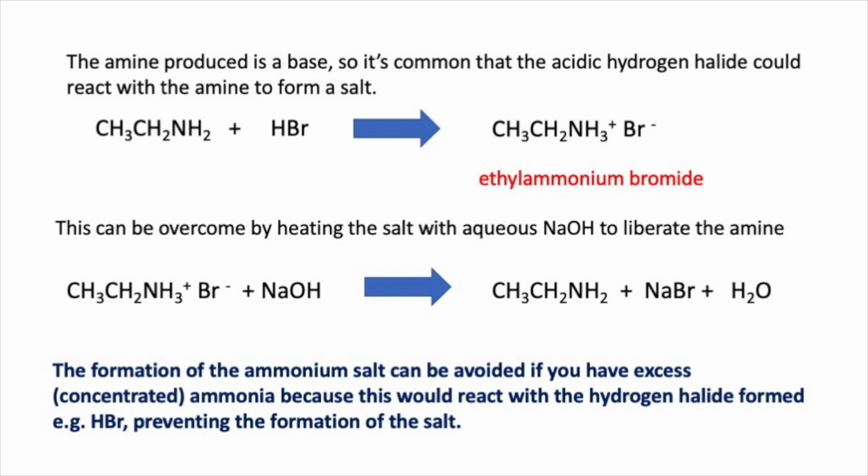Now, this can be overcome by heating the salt with aqueous sodium hydroxide to liberate the amine. So, for example, if we have ethyl ammonium bromide, CH3CH2NH3+ Br-, and it reacts with sodium hydroxide, NaOH, we would form our amine, ethylamine, as well as sodium bromide and water. The formation of the ammonium salt can be avoided if you have excess concentrated ammonia, because this would react with the hydrogen halide formed, for example HBr, preventing the formation of the salt.